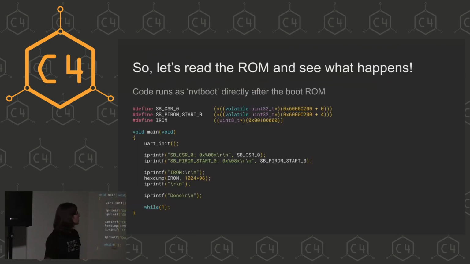So I wrote some code that just tries to read the boot ROM to see what's going to happen. These defines here are the addresses of these two registers, SBCSR0 and SBPIROM start, because I wanted to know what the values of these registers are after the boot ROM ran and loaded our code, because we assume that the boot ROM is going to be locked there. This is the address of the IROM, and we're just going to dump it. What it does is initialize the UART. That's why that UART thing was still dangling on that board. And we're dumping the two registers using some printf, and then using the hex dump function that I wrote to dump the 96 kilobytes of code where the IROM is. So let's see what it does.